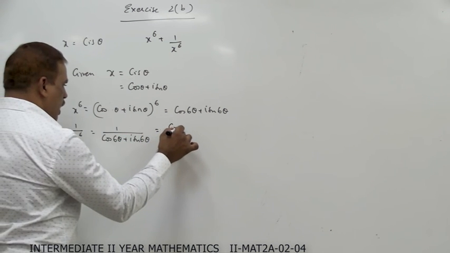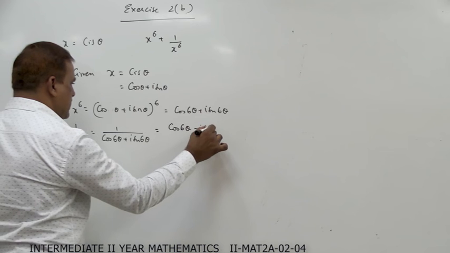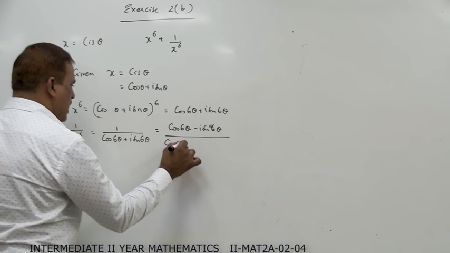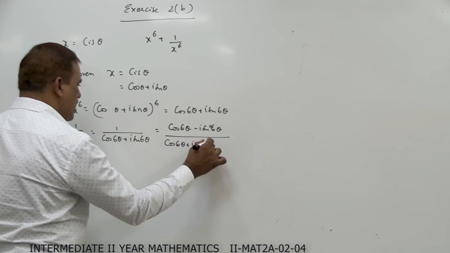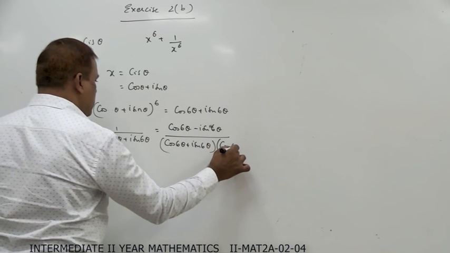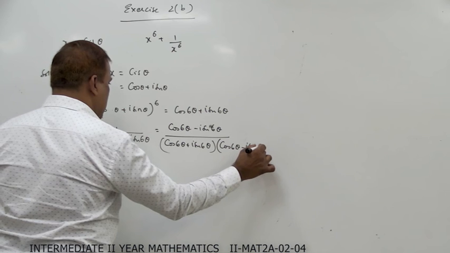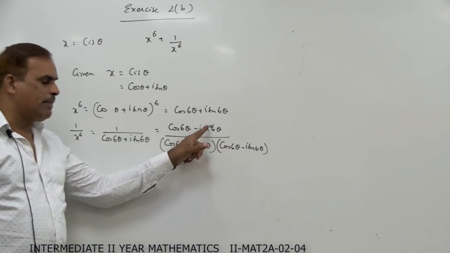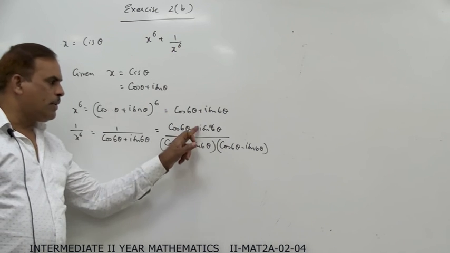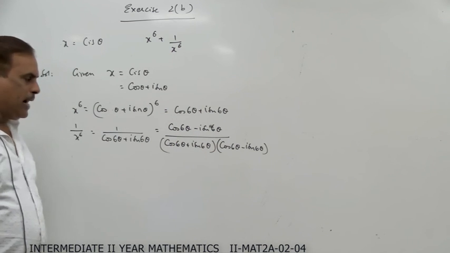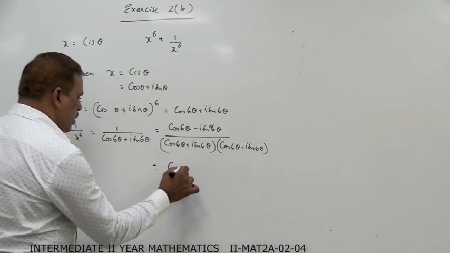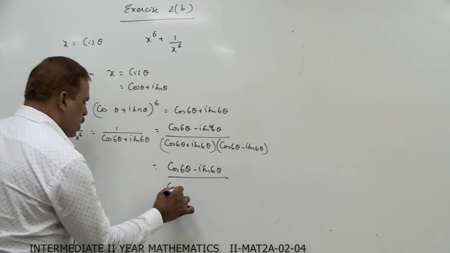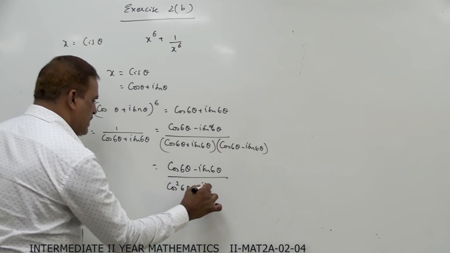దీన్ని cos 6 theta minus I sin 6 theta by cos 6 theta plus I sin 6 theta into cos 6 theta minus I sin 6 theta అని కూడా రాసుకోవచ్చు. మల్టిప్లై చేసాం cos 6 theta minus I sin 6 theta. So both numerator and denominator we have multiplied. Then this is equal to cos 6 theta minus I sin 6 theta by cos square 6 theta minus I square sin square 6 theta.